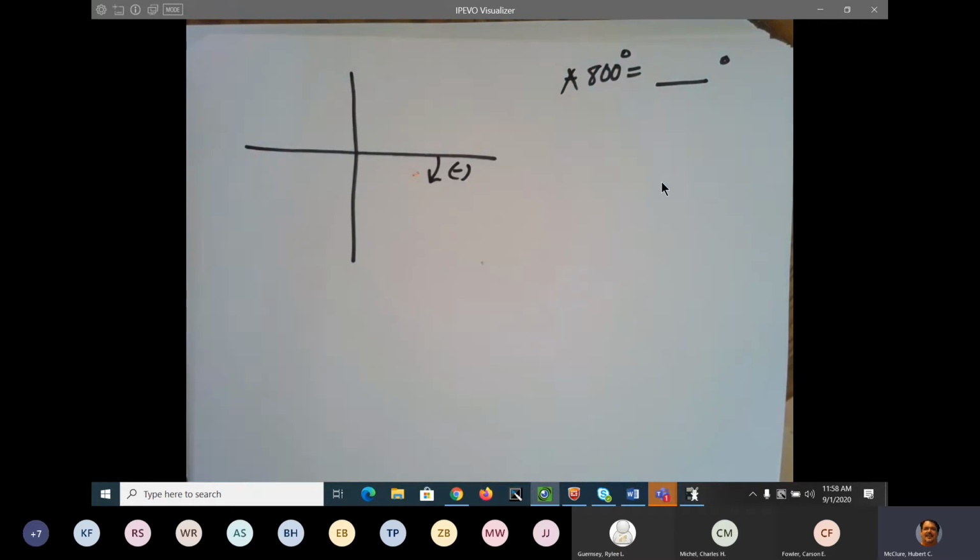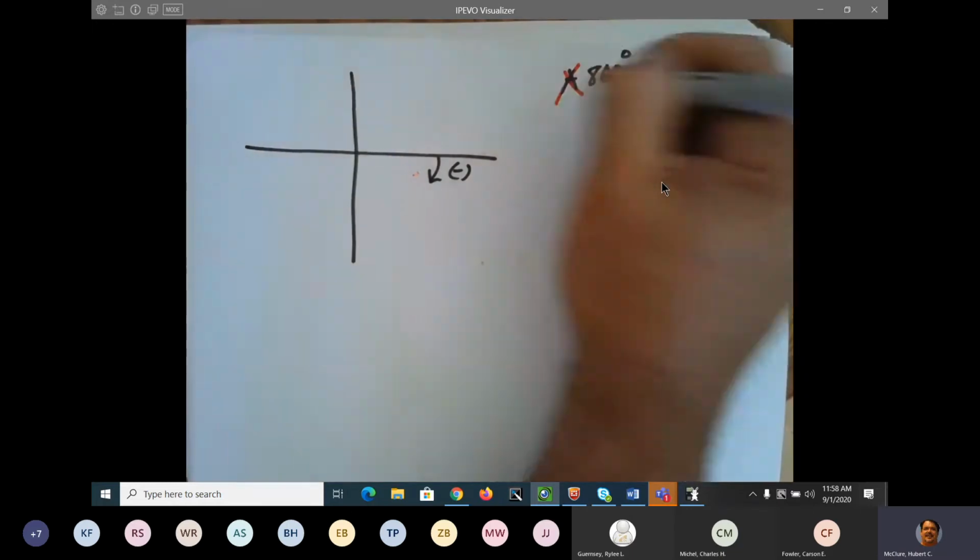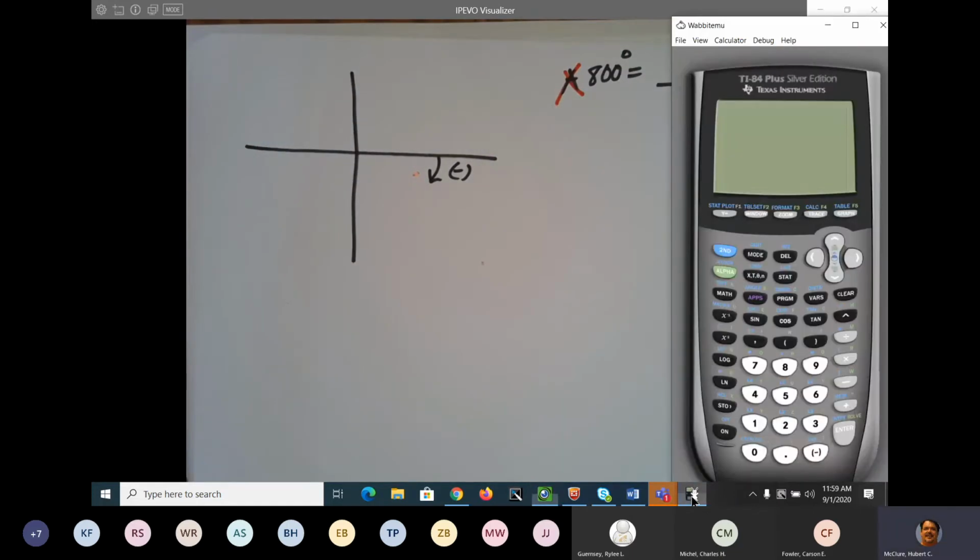So with that being said, somebody divide 800 by 360. I'm going to do that with my calculator because y'all don't want to talk to me. 800 divided by 360. So I know I have 2 revolutions, so that's 720. So I'm going to subtract 720 from 800. And I know I got a degree in everything. I know that's going to be like 80 degrees. Okay? So that means negative 80 degrees is my angle.